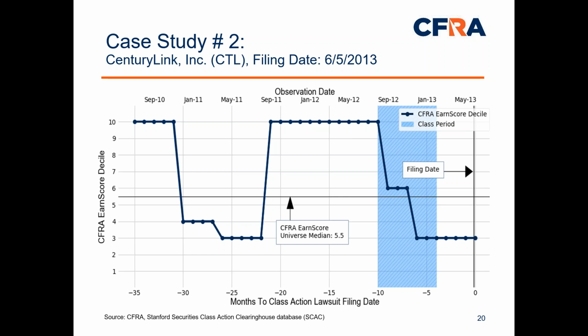levels during the first half of 2011. They spiked dramatically in August of 2011. This was a full 11 months prior to the class period start of August of 2012. The sharp increase in sustained elevated earnings score could have alerted underwriters that the company was making aggressive accounting choices.